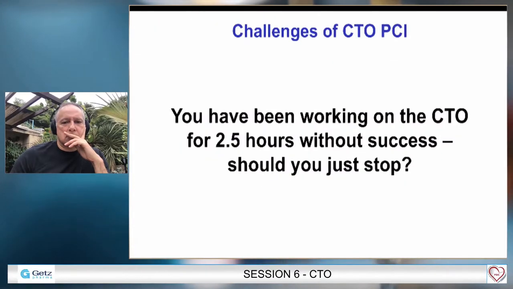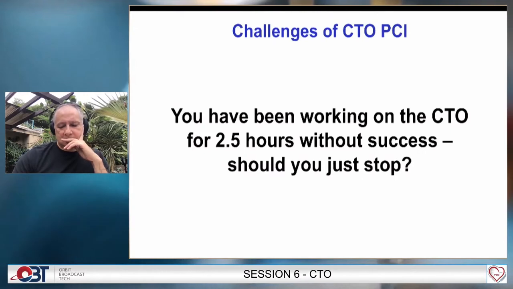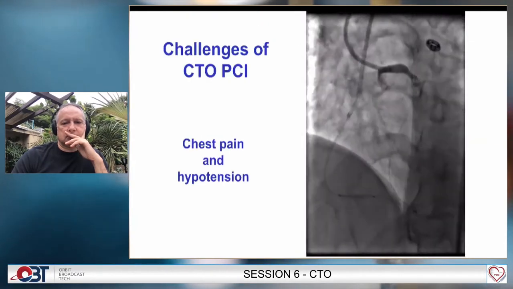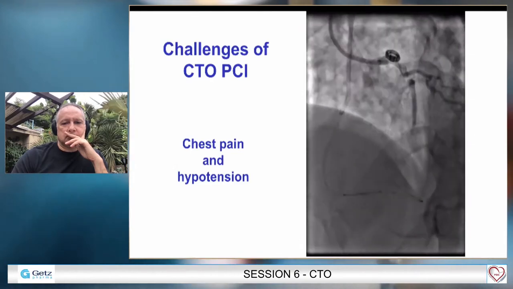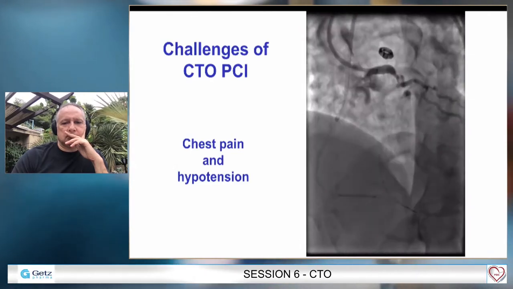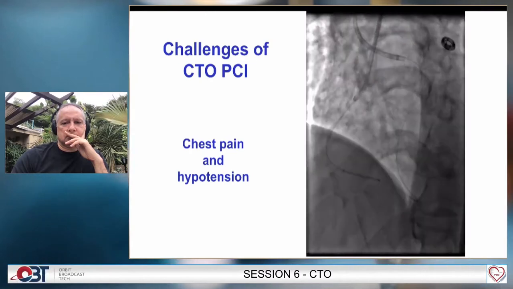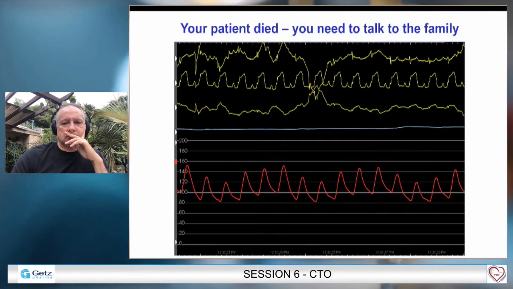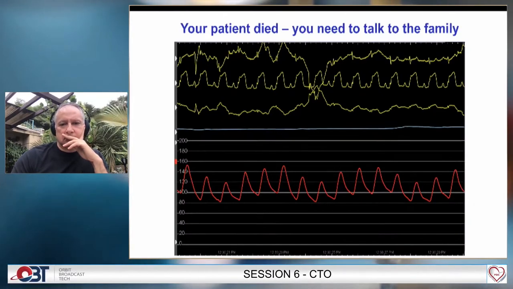And these are some common challenges of CTO-PCI. You have been working for several hours on a tough lesion that does not work. Should you stop or keep on going? Or you cross the CTO, but then someone just pulled the wire out. Or, in this case, you successfully cross the lesion, and at this point the patient has cardiac arrest due to dissection of the donor vessel. This is another example where the patient actually dies during the procedure, and now you need to talk to the family.